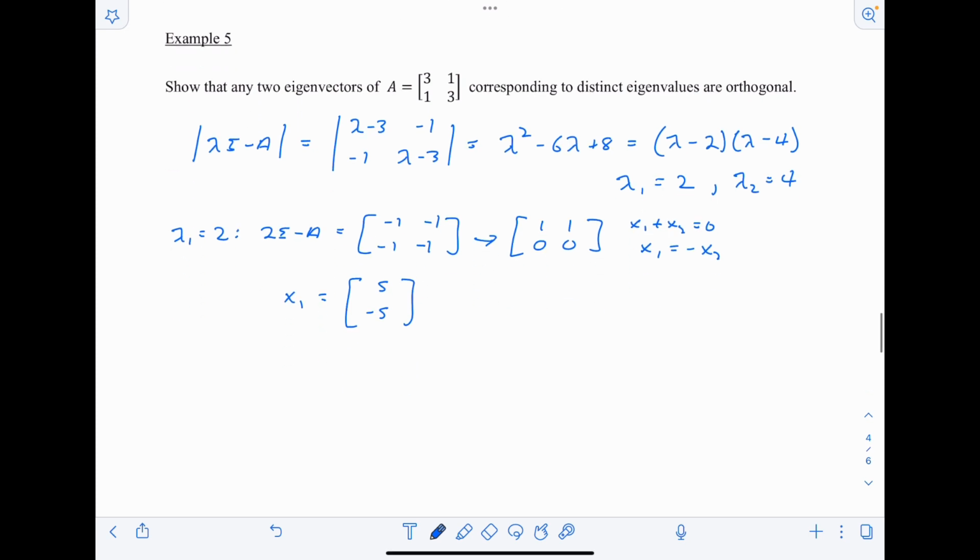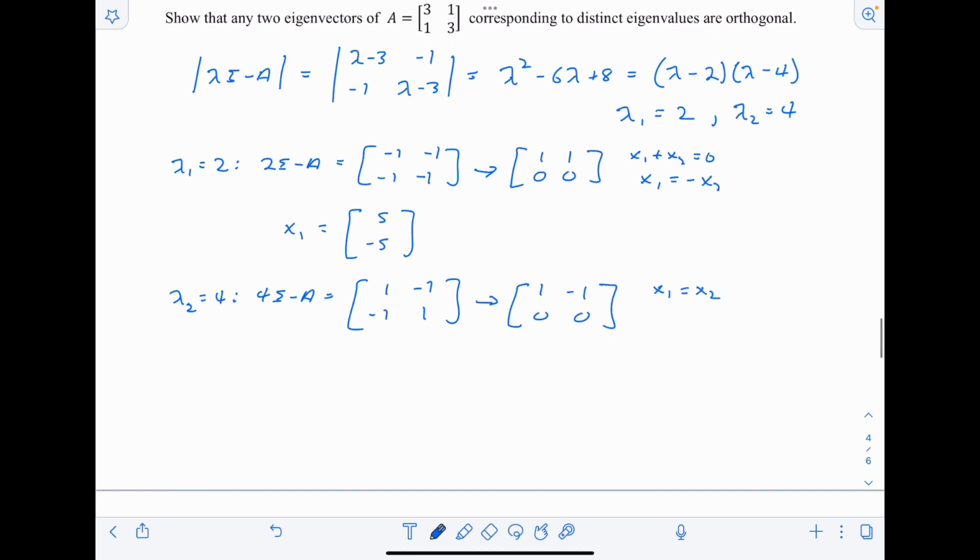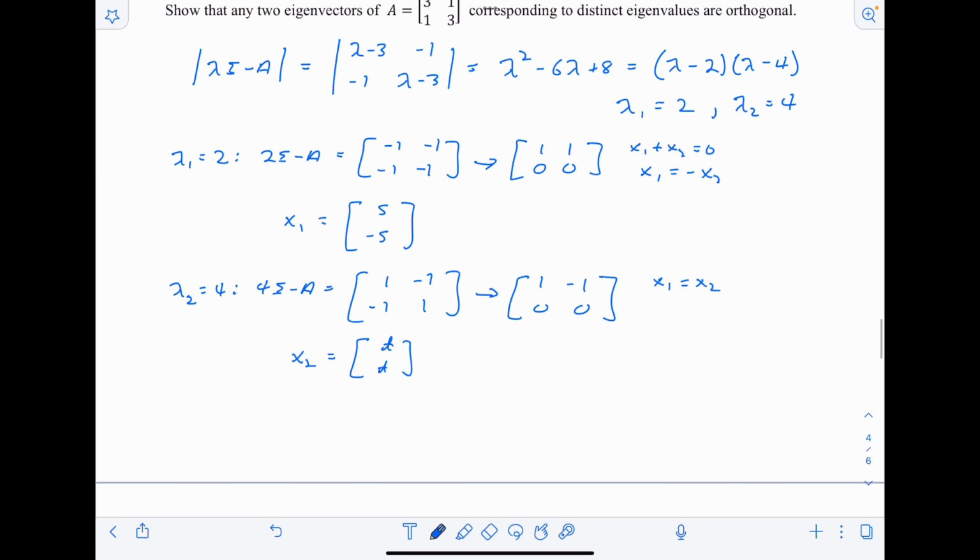And then likewise, when lambda is 4, we'll have 4I minus A. So plugging in 4, that's going to give us the matrix 1, negative 1, and negative 1, 1. And again, row reducing gives us the matrix 1, negative 1, and 0, 0. So here, we basically have x1 equals x2. So if I let x1 be t, x2 is also t. All right, so we've got our x1 and our x2.